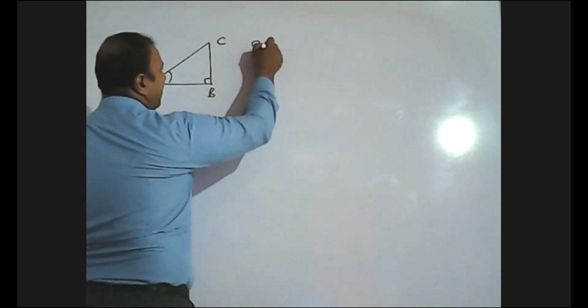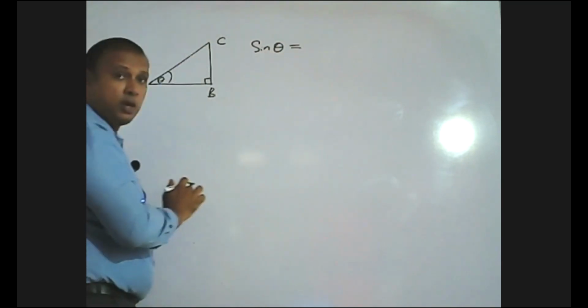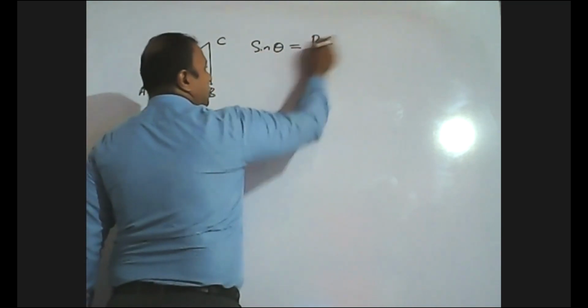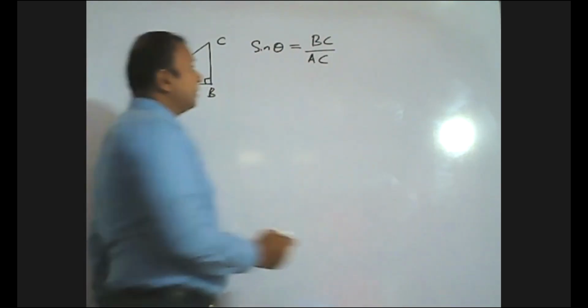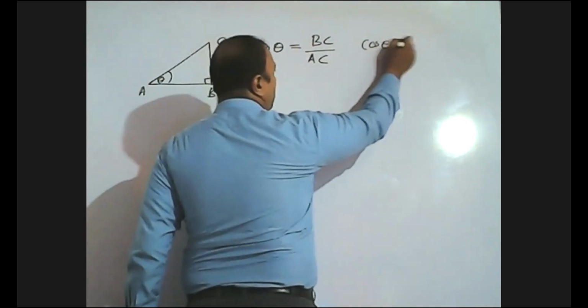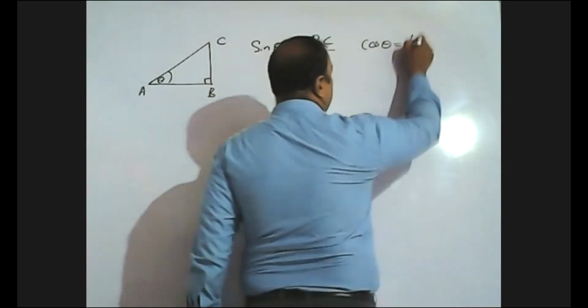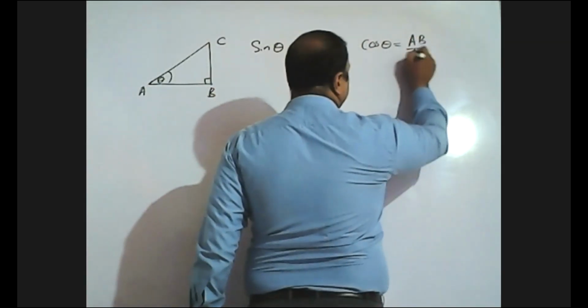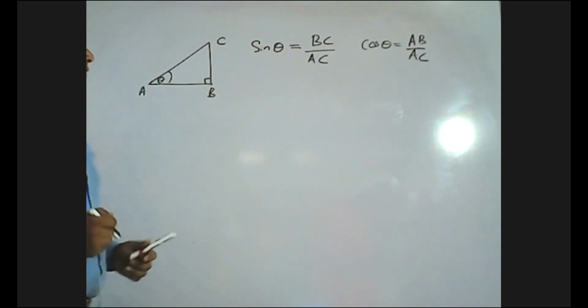Suppose there's a right angle triangle ABC. According to our previous definition, sin theta is equal to opposite side over hypotenuse, that means BC over AC. Cos theta is equal to the adjacent side over hypotenuse. Adjacent side means AB over AC.